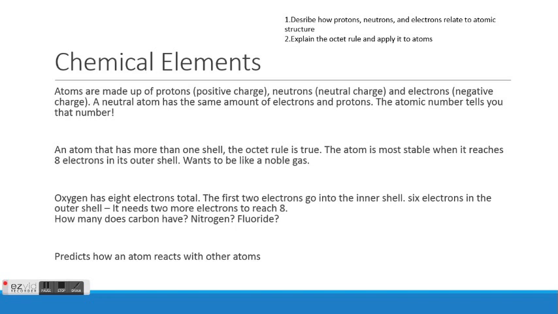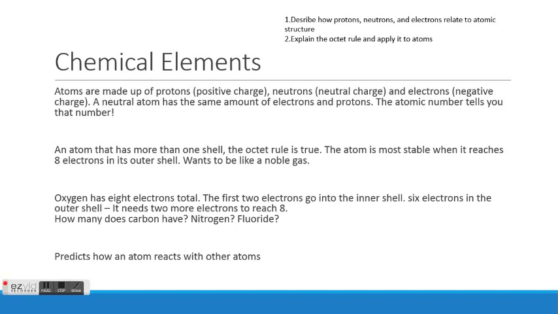Atoms are made up of protons, which are positively charged, neutrons are neutrally charged, and electrons are negatively charged. So when we have a neutral atom, like anyone on the periodic table, say oxygen, number 8, it has the same amount of electrons and protons, and that atomic number of 8 tells you how many electrons and protons you have. So that 8 stands for 8 protons and 8 electrons when it's neutral.